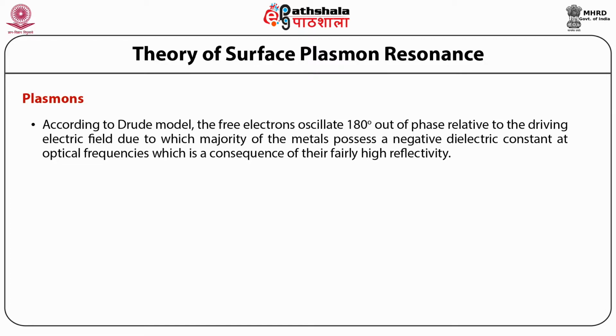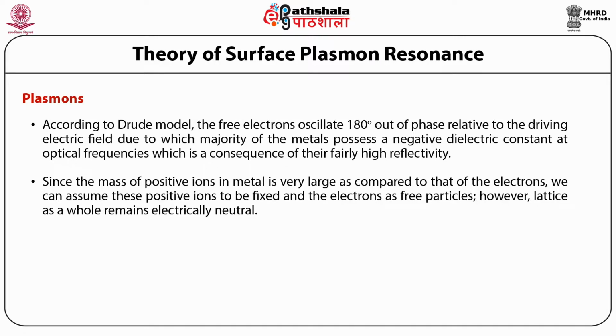Furthermore, at optical frequencies, metals possess high electron density, that is around 10 to the power 23 per meter cube, which is comparable to that of a plasma. Since the mass of positive ions in metal is very large as compared to that of the electrons, we can assume these positive ions to be fixed and the electrons as free particles. However, the lattice as a whole remains electrically neutral.